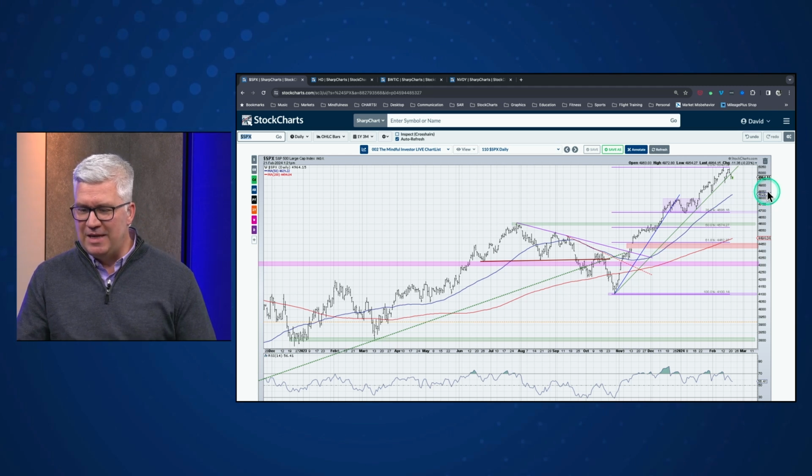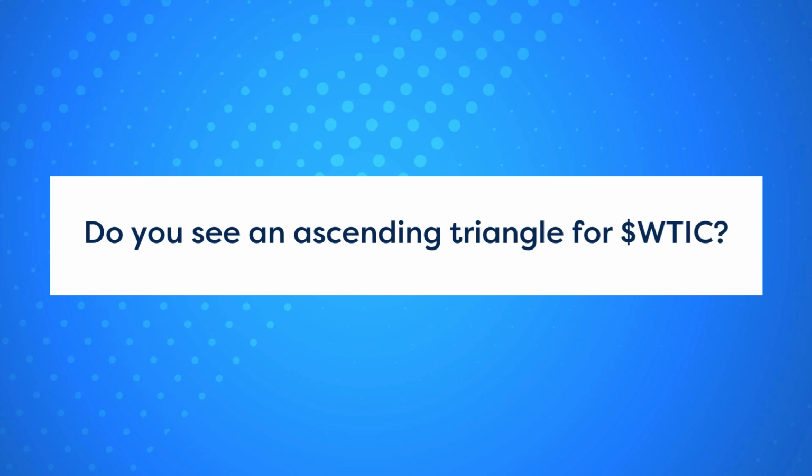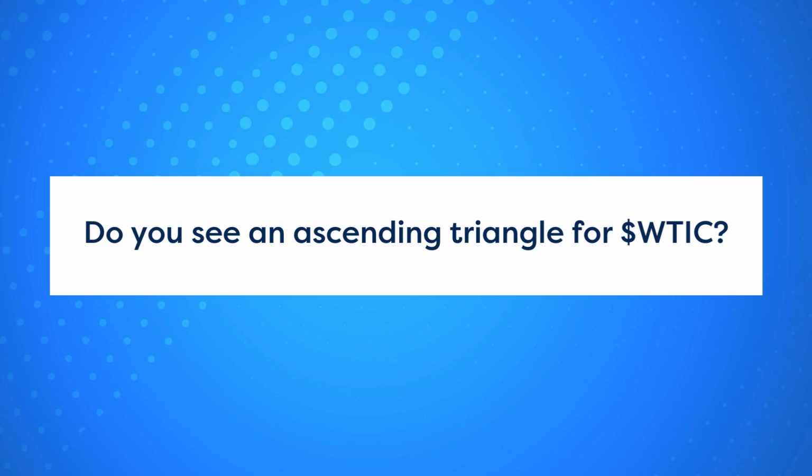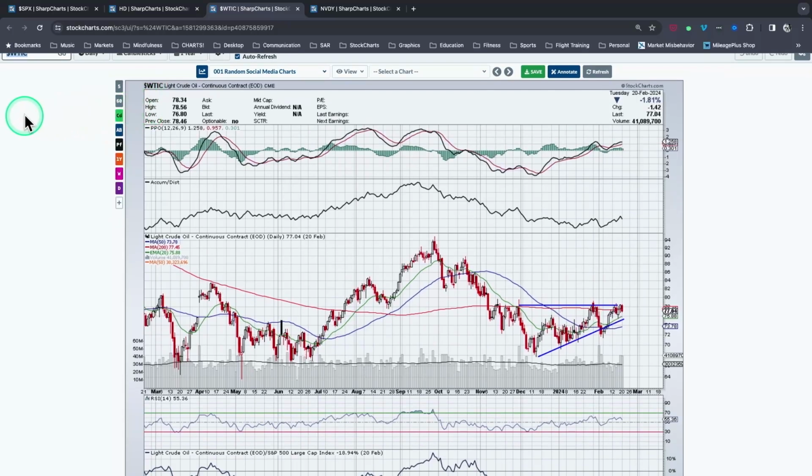Question number 2. Dave, do you see an ascending triangle pattern for $WTIC? That's the crude oil future, if you're not familiar with that. The two main crude oil benchmarks that you can track: one is $WTIC on the StockCharts platform, which stands for WTI Cushing oil, West Texas Intermediate. That's the main North American benchmark. If you have more of a European focus, you can use $BRENT, which is Brent crude oil.